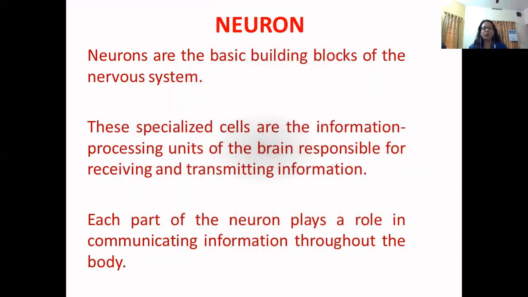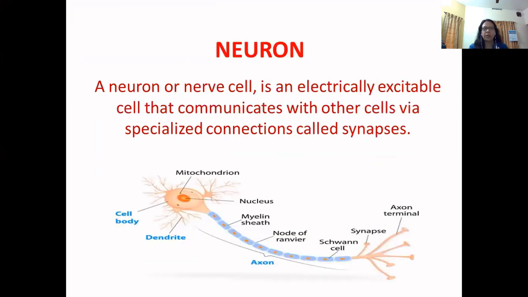So this is all about the structure of a neuron. So what are neurons? Neurons are the basic building blocks of the nervous system. These specialized cells are the information processing units of the brain, and they are responsible for receiving and transmitting information to and from the brain. Each part of the neuron plays a role in communicating information throughout the whole body. And you can see the structure of a neuron.